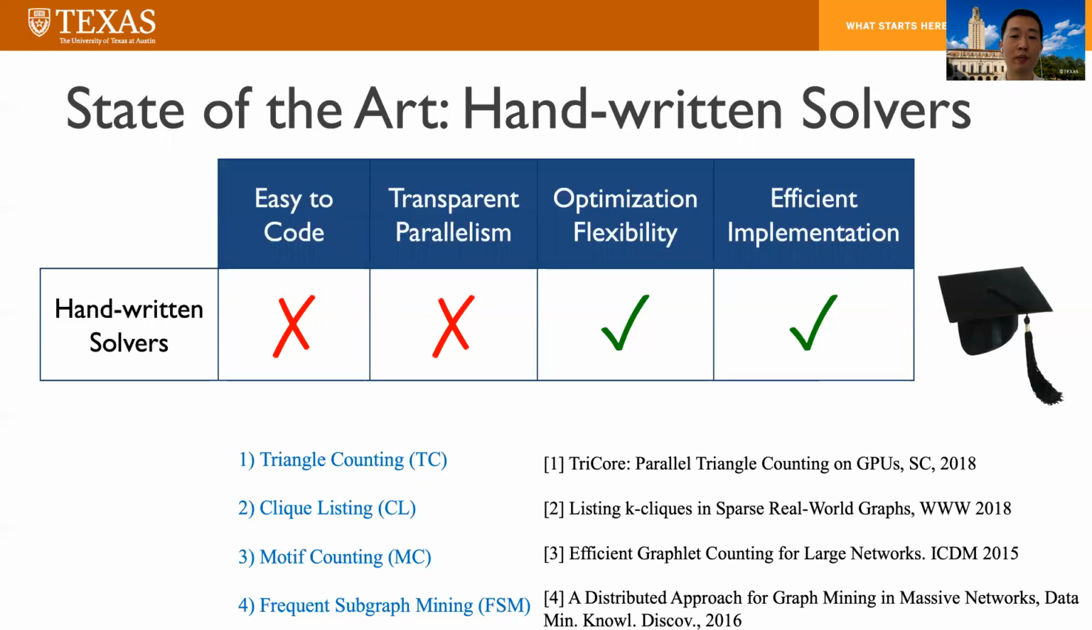To solve a GPM problem, one way is to implement a dedicated solver by hand. Here I list several GPM problems and their corresponding handwritten solvers. Handwritten solvers are time-consuming and error-prone to develop. Also, the programmer needs to deal with parallelism on modern parallel architectures, which makes programming even more difficult.